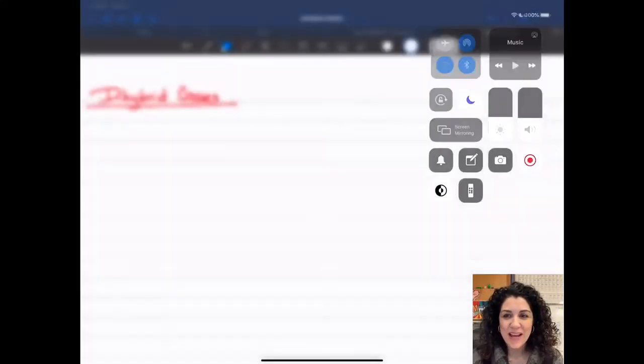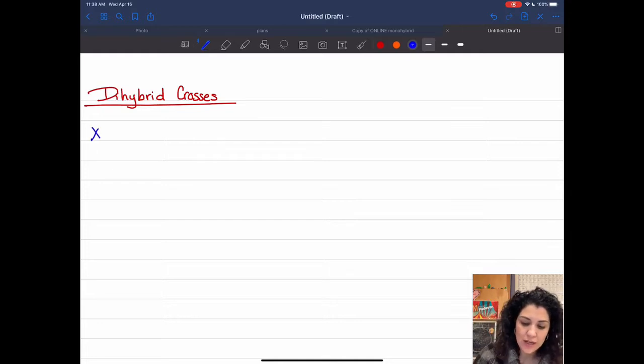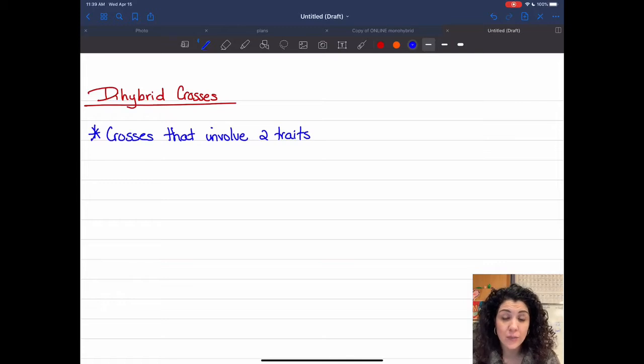Hello everyone, we're back with dihybrid crosses today. So we finished monohybrid crosses where we were dealing with just one trait, and now we're going to get into dihybrid crosses, and this is a type of inheritance when we are looking at crosses that involve two traits. There are such things as trihybrid crosses or tetrahybrid crosses, but for the purpose of this course, we're not going to go through those. So these are crosses that involve two traits.